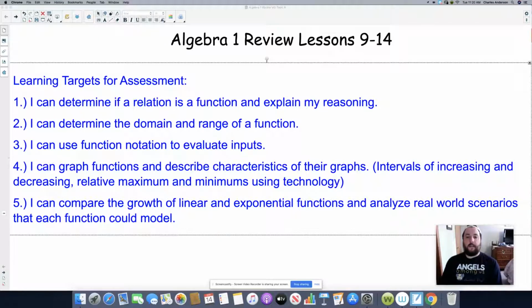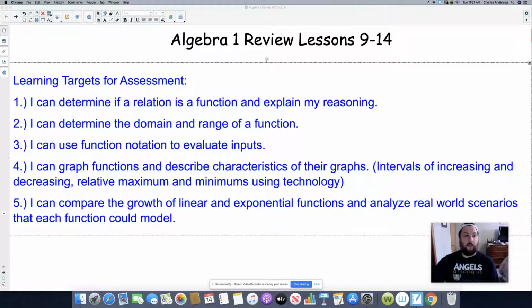On your screen, you should see the learning targets for this review, the topic that you're going to be assessed on. We're going to go through these individually as we go through the lesson. The first one is: determine if a relation is a function, explain domain and range, and evaluate function notation. Those three all go together; they're grouped together in lessons 9 through 11. Then we're going to look at graphing functions using technology. That's what 4 and 5 look at a lot, graphing using technology. So we'll go through that as well.